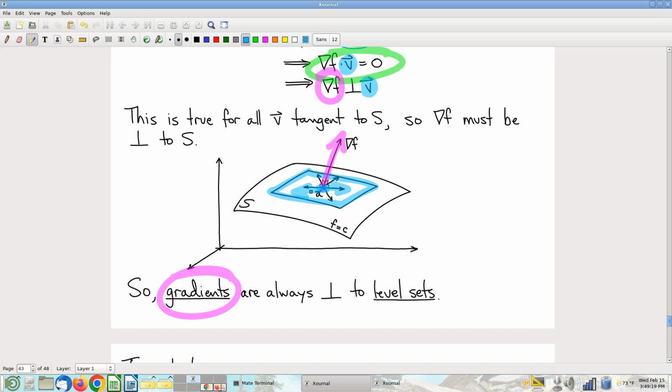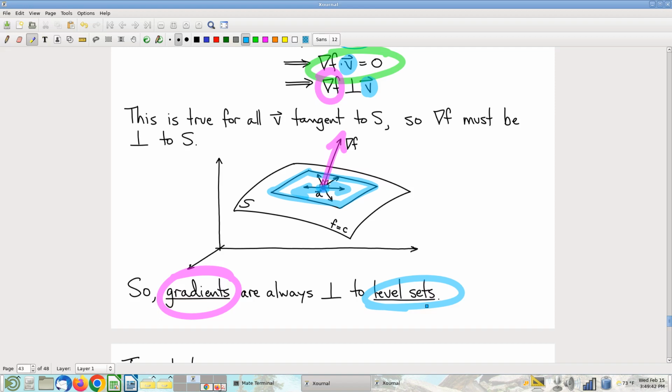Okay, so this is the really nice fact. Gradients are always perpendicular to level sets, but of the same function. So if you're talking about a gradient of f, that's going to be perpendicular to level sets of that same f. Okay. So I want to show you a use of this.